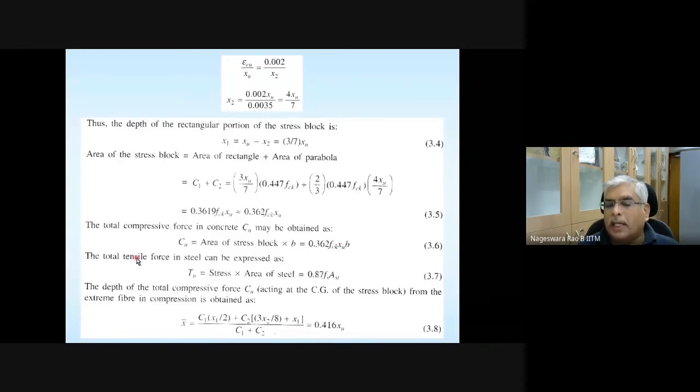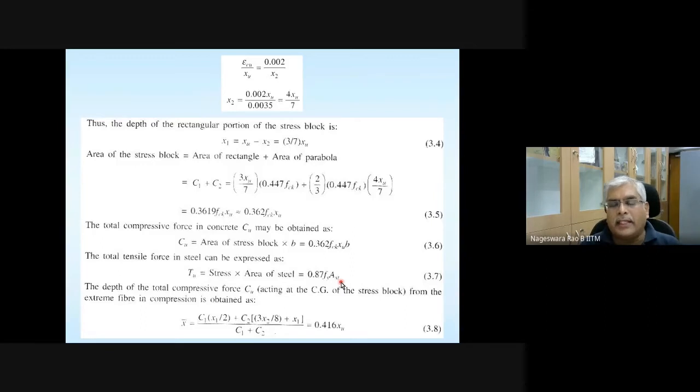And the total tensile force is straightforward. Stress in steel, which is 0.87 Fy, times area of steel, Ast. So any questions till this point? You need to make a note of this in your notebook.